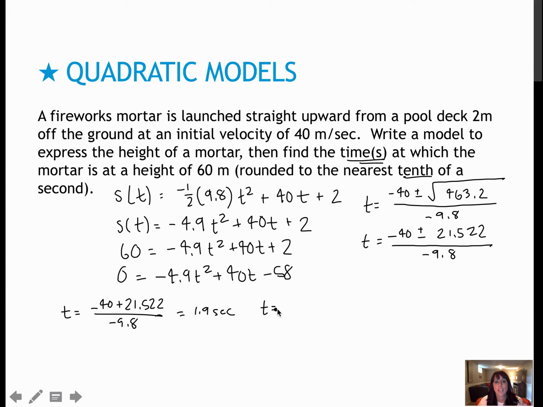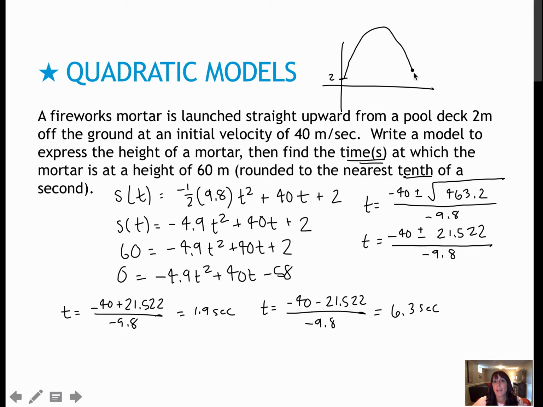I'm also going to try it the other way, which we didn't have to do on the last question, but notice that when I calculate this time, I also get a positive value of 6.3 seconds. So I did get two values, but let's stop for a minute and see if that makes sense. We know the fireworks are launched straight up. Obviously it's going to go in that quadrant, so we're starting 2 meters off the ground. We know that it's going to go up and then come back down. Their question is, when is it at a height of 60? And so that's up here somewhere.